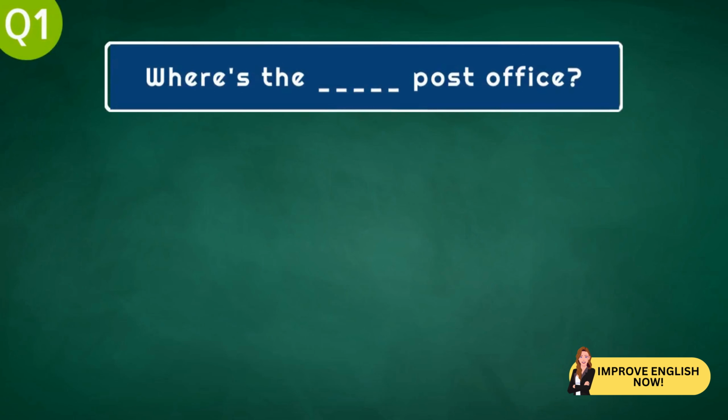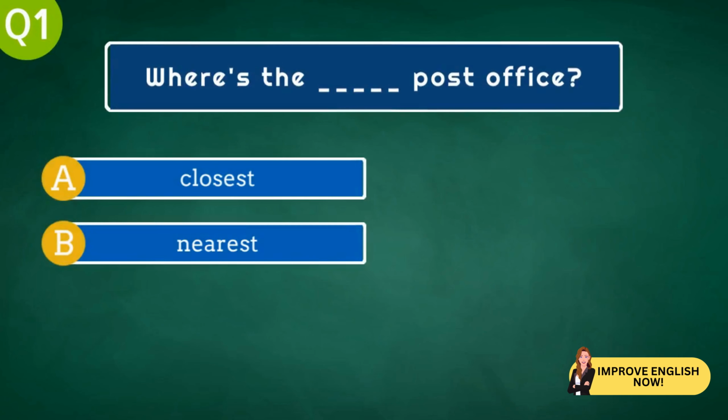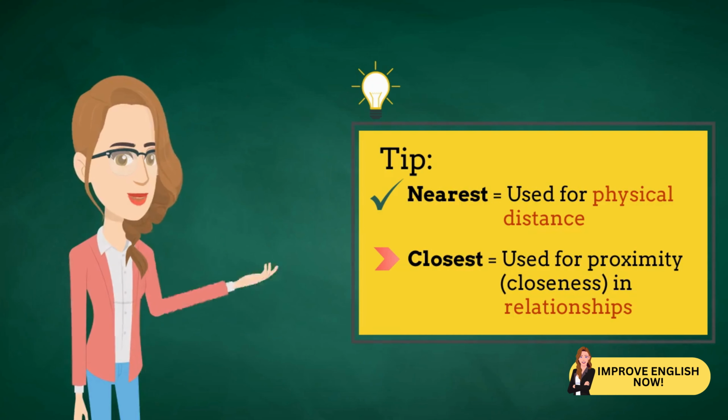Select the right option. Where's the blank post office? A. Closest. B. Nearest. Or C. Most near. Tip. Nearest is used in context of physical distance, whereas closest is used for closeness in relationships.